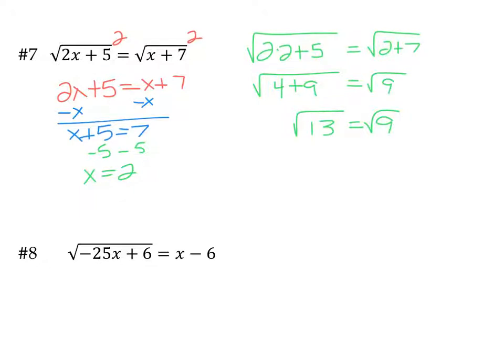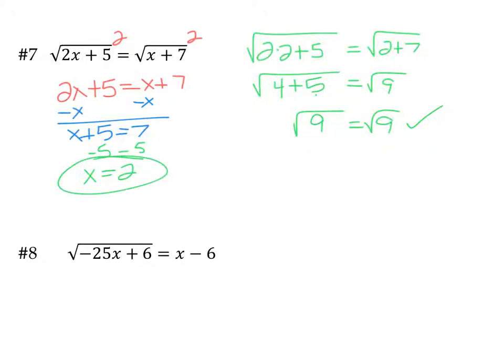Excuse me, I screwed that up over here on this side. I was already getting ahead of myself for the answer, so it's good to go back. We check that out. That should be 4 plus 5, which is the square root of 9. So the square root of 9 equals the square root of 9. That's accurate. It's the same on both sides. So x equals 2 is a solution.